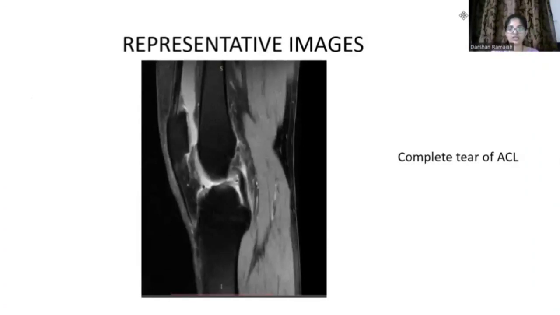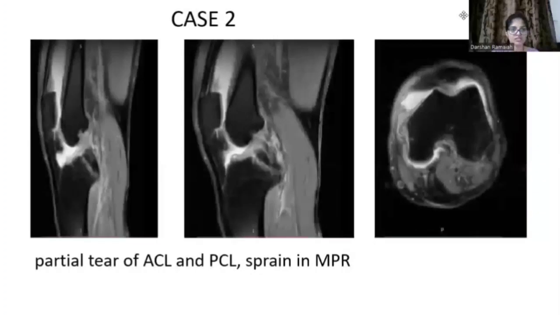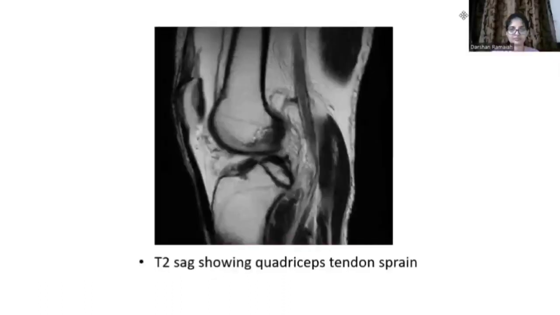You can make out altered signal intensity noted in the ACL. This was a complete tear of the ACL associated with joint effusion in the suprapatellar region and extending into the patellofemoral region. The second image shows altered signal intensity in the ACL and also in the PCL, and some amount of joint effusion in the suprapatellar region communicating with the patellofemoral region. It was a partial tear of the ACL and PCL.